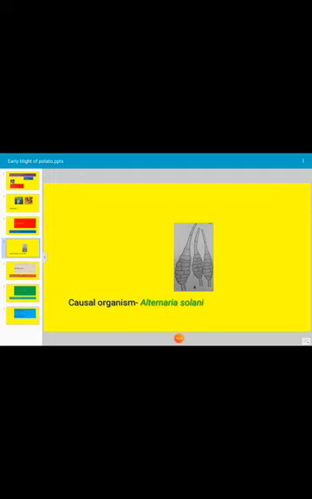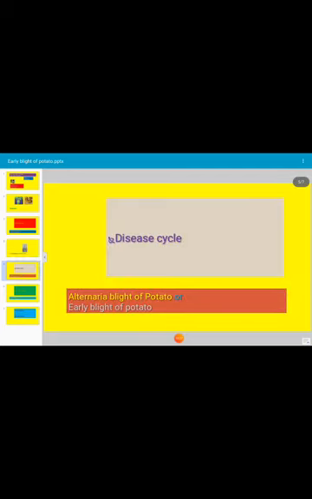And whenever the conidium gets a suitable host plant, it germinates in the presence of a very small quantity of moisture, and it germinates by producing a small germ tube, and that germ tube infects the host plant and a disease occurs. Let us see how the disease cycle of the pathogen works. Disease cycle of Alternaria solani, which causes early blight disease of potato. This disease is also known as Alternaria blight disease of potato.